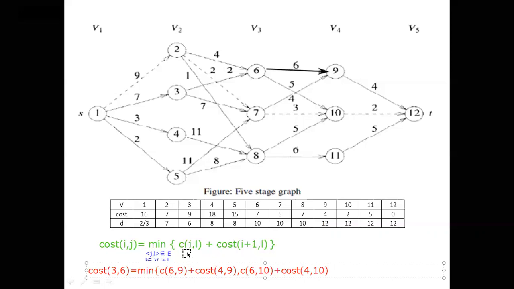Now we are going to compare with this one. Minimum, here also minimum. C, here it is i j. What is i? i is the stage number and j is the vertex number. Here what is the stage number? 3. What is the vertex number? 6. I hope it's clear. i is the stage number, j is the vertex number.